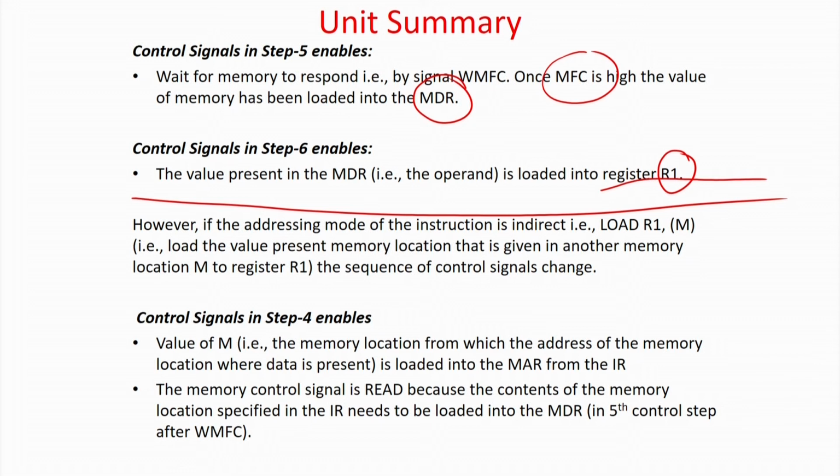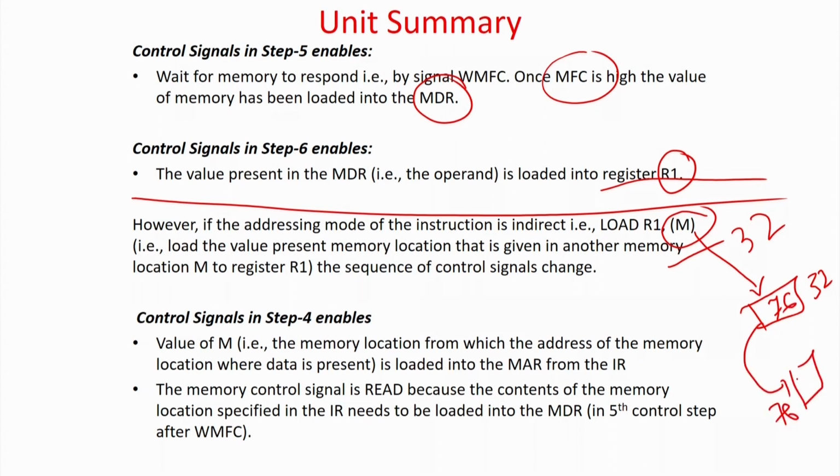But say, for example, if it is an indirect instruction, in this case it is an indirect mode where the memory location M actually points to another memory location which has the operand. So basically it is an address to another location. Say we have M equal to 32. We point to memory location number 32, and inside 32 maybe the value is 76. So in the memory location whose address is 76 we are going to get the real operand. We know that this is an indirect mode of addressing.